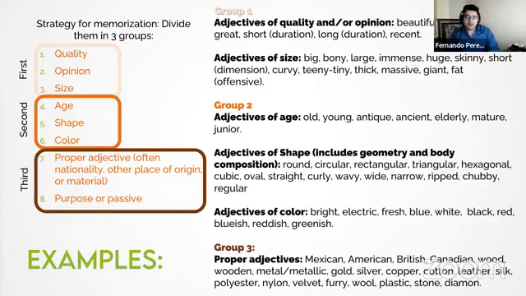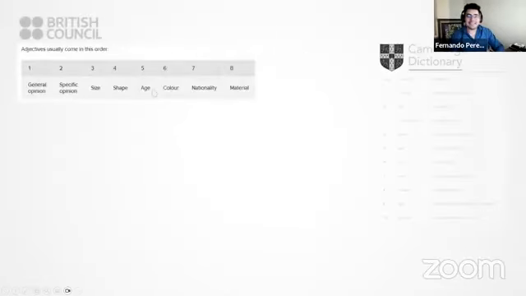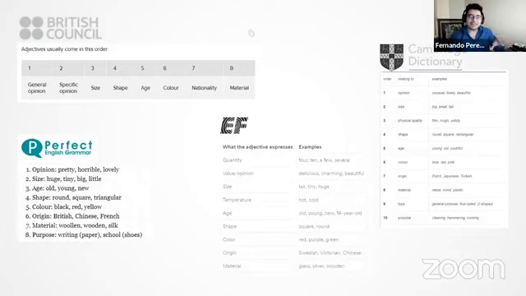Adjectives of color: bright, electric, fresh, blue, etc. And proper adjectives, we have American, British, Canadian, wood, wooden, metal or metallic, gold, silver, etc. We have more examples in this section. Now, this standard is not always the same. If you consult this topic in other websites or in other books, you will see that every website has a different list.